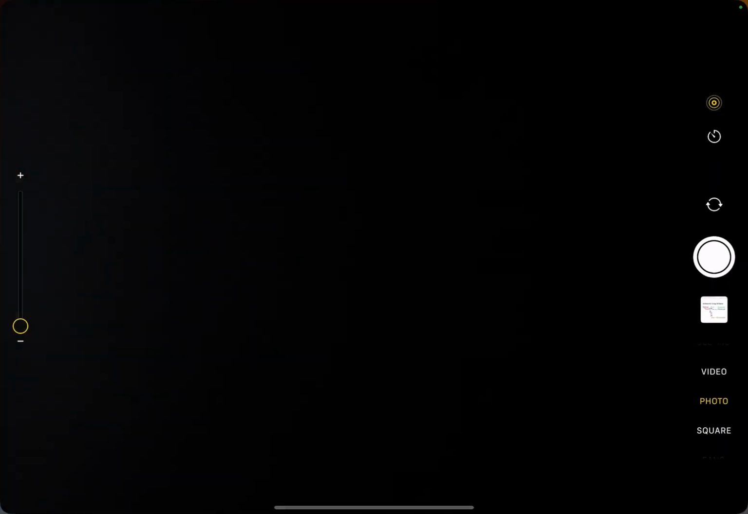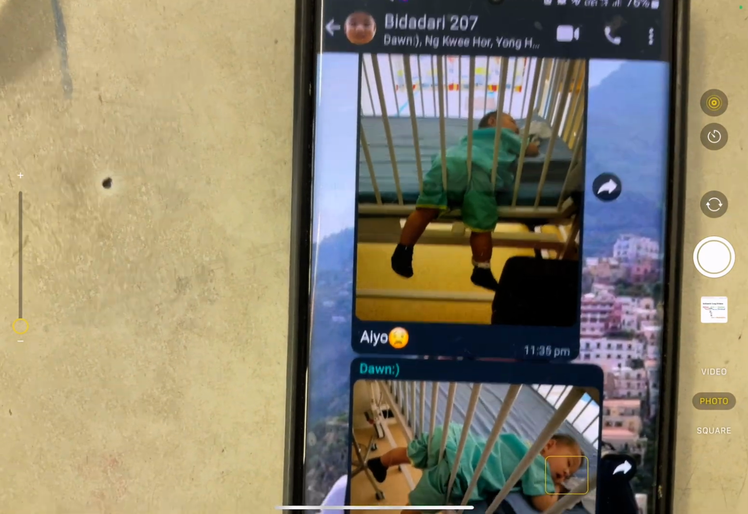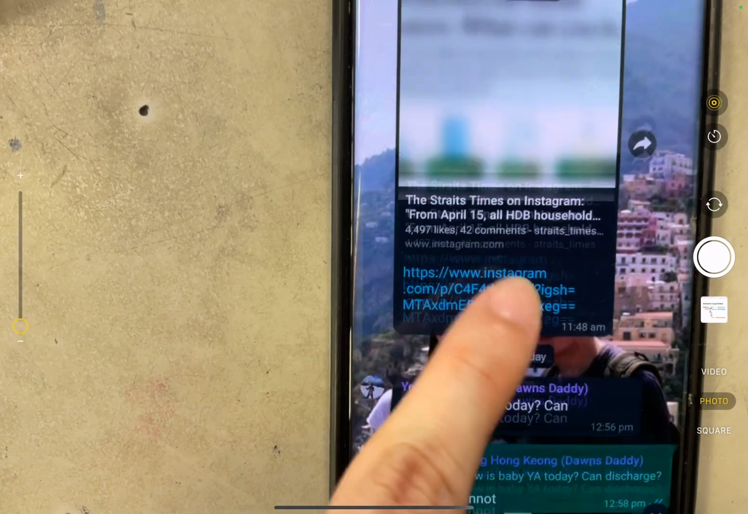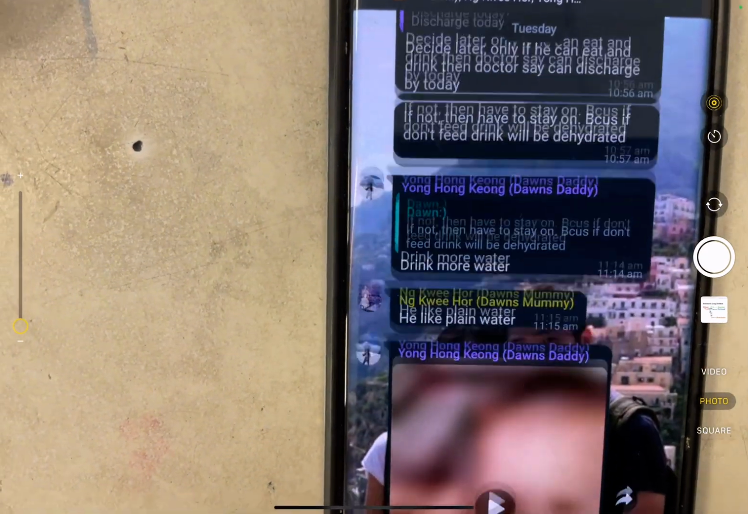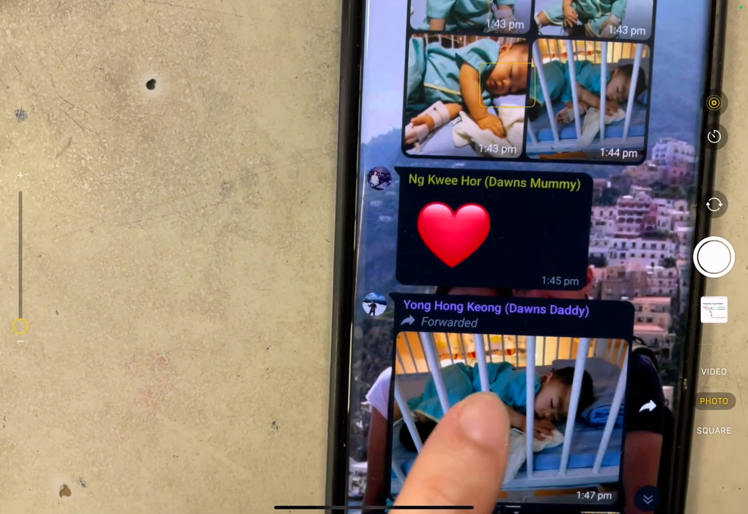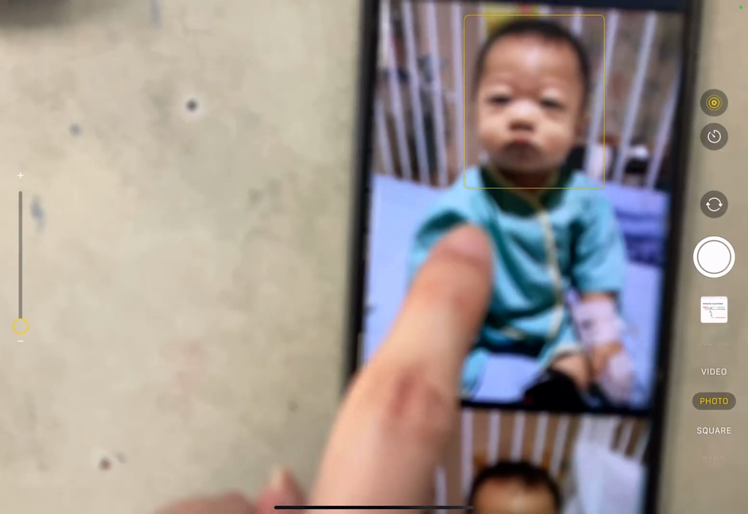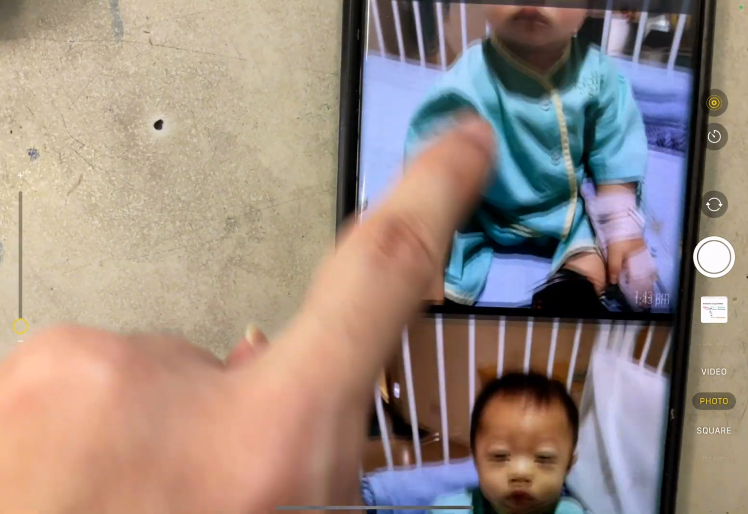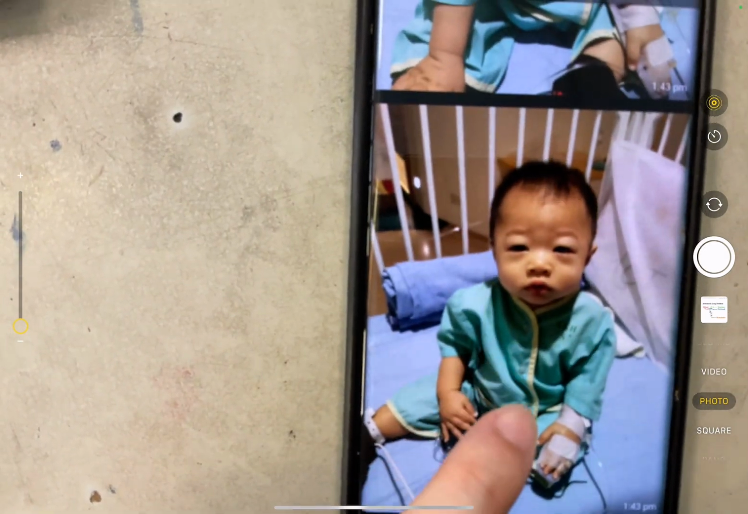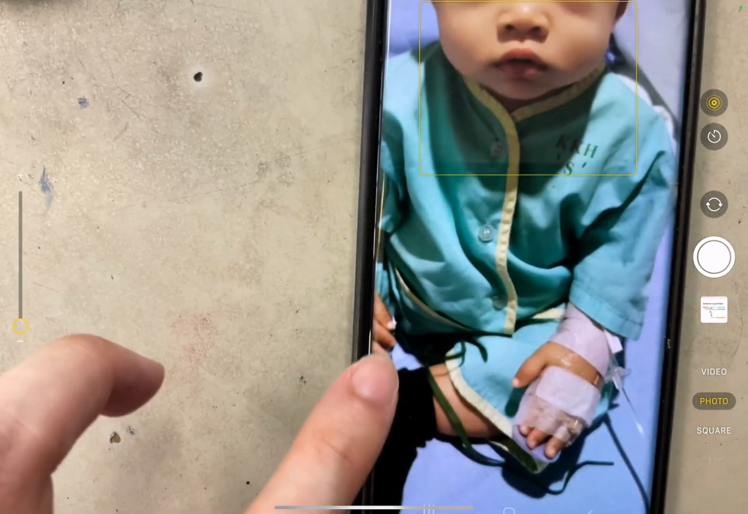I show you this. You see how small his bed is? So this is yesterday's photo. Then this is when his eye was swollen. It's very swollen like that. And he's so small, but then he has to be on IV drip, so his hand is like down there.